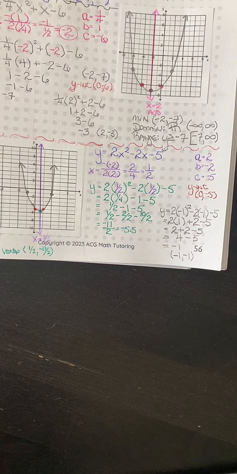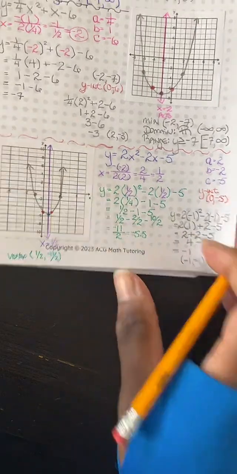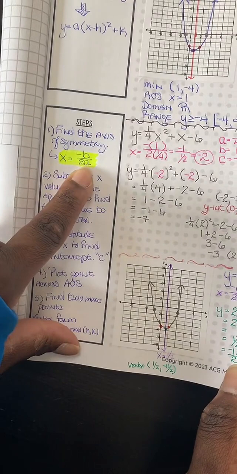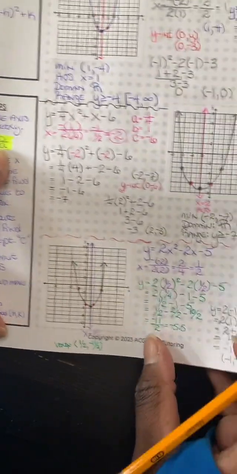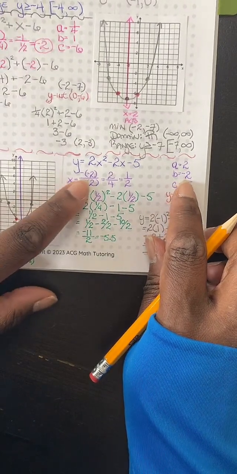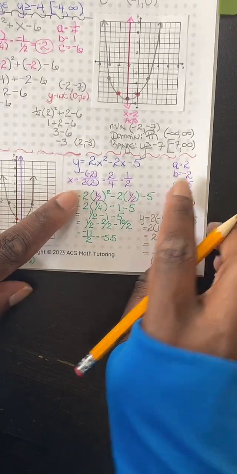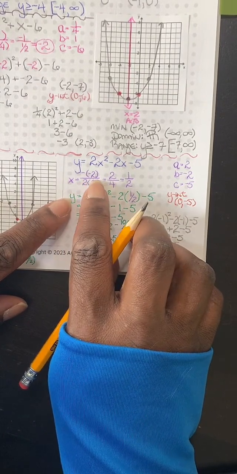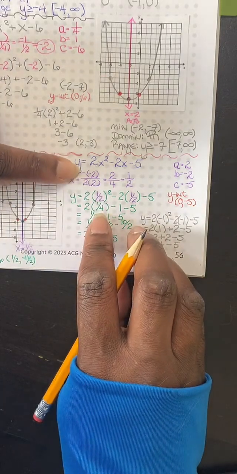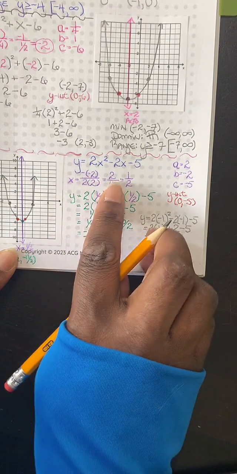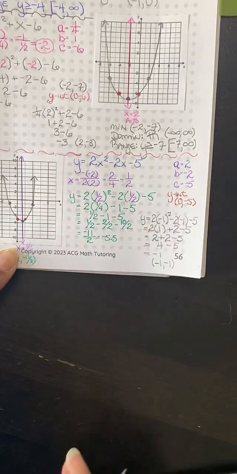How did you get -2? Okay. So the formula is -b over 2a. Our b was -2. So all you're doing is replacing the -2 with just the b, not that whole numerator. So that means there is a negative that's outside the parentheses. So negative times negative will give me a +2.